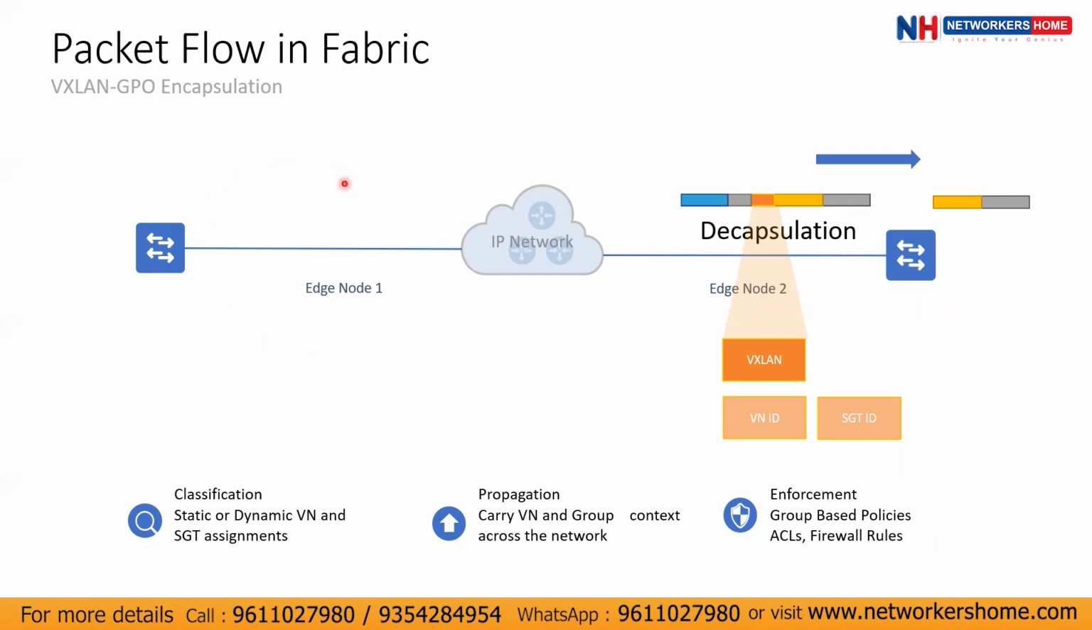But on a high level, you understood the data plane traffic has the VXLAN, and in VXLAN there is a specific field which carries the VNID and SGT ID, which will be used to propagate that information from one fabric edge node to another fabric edge node.